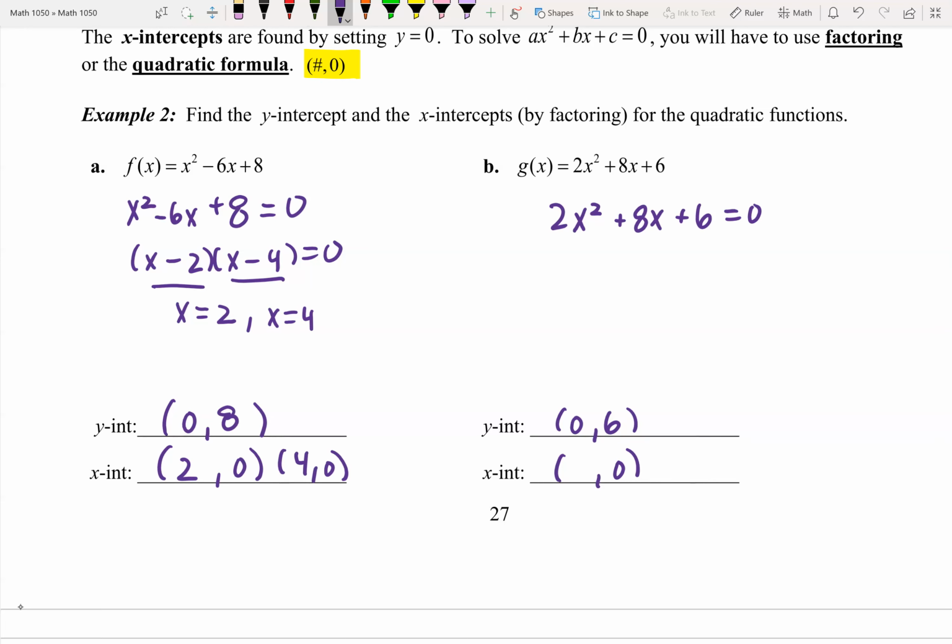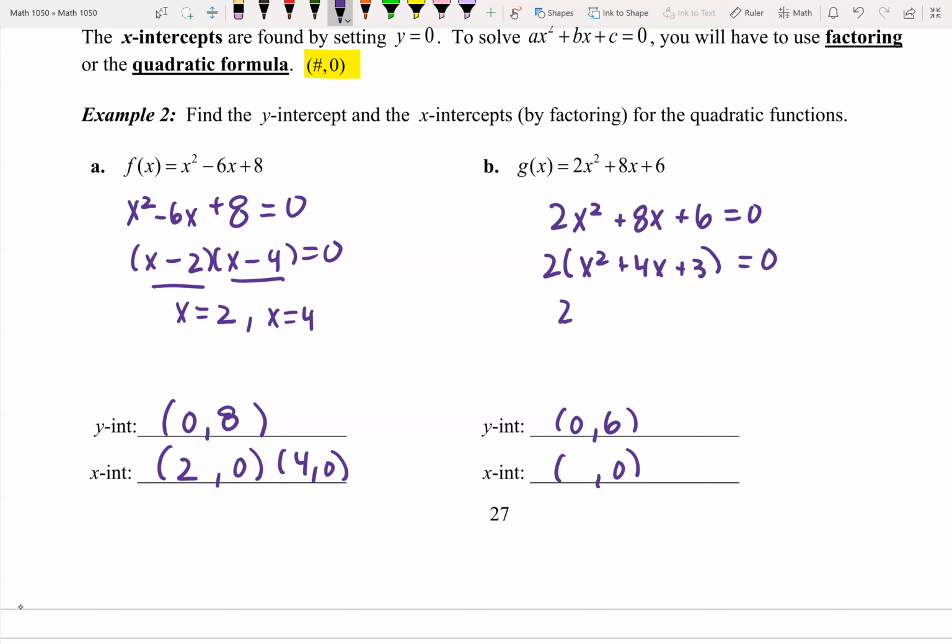What would you do right now? Divide by 2. You could divide by 2. I think it'd be better to take out a 2. Okay? Do you have to take out a 2? No. You don't, but it's much easier if you do. So let's factor out a 2. If you do, you're left with x to the second plus 4x plus 3 equals 0.